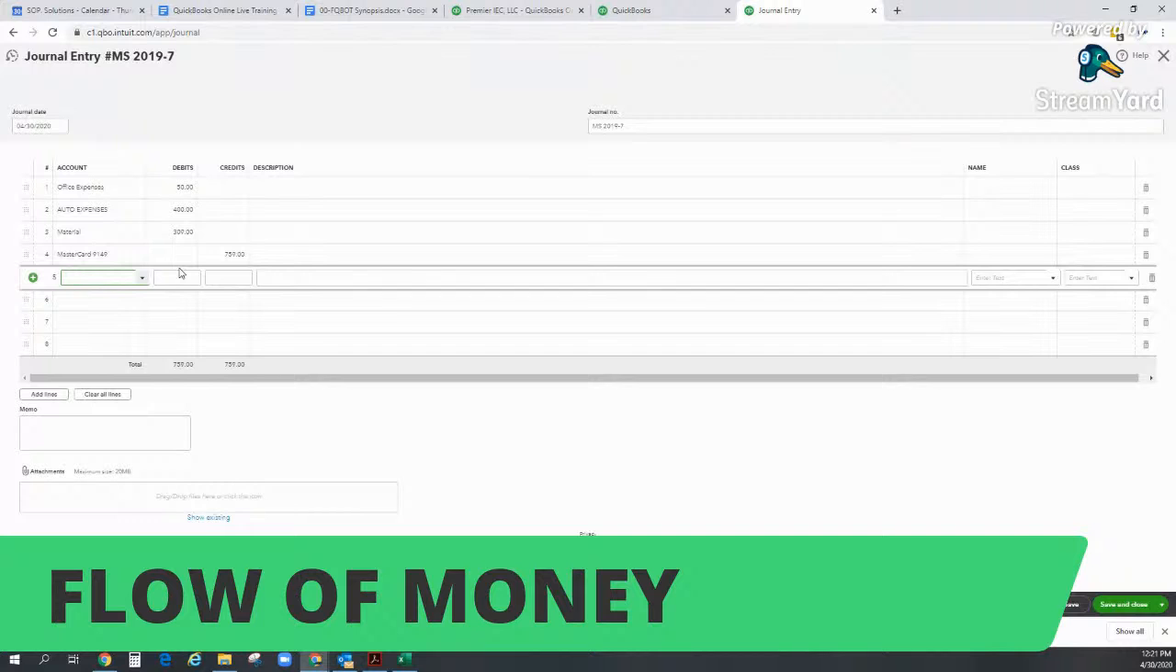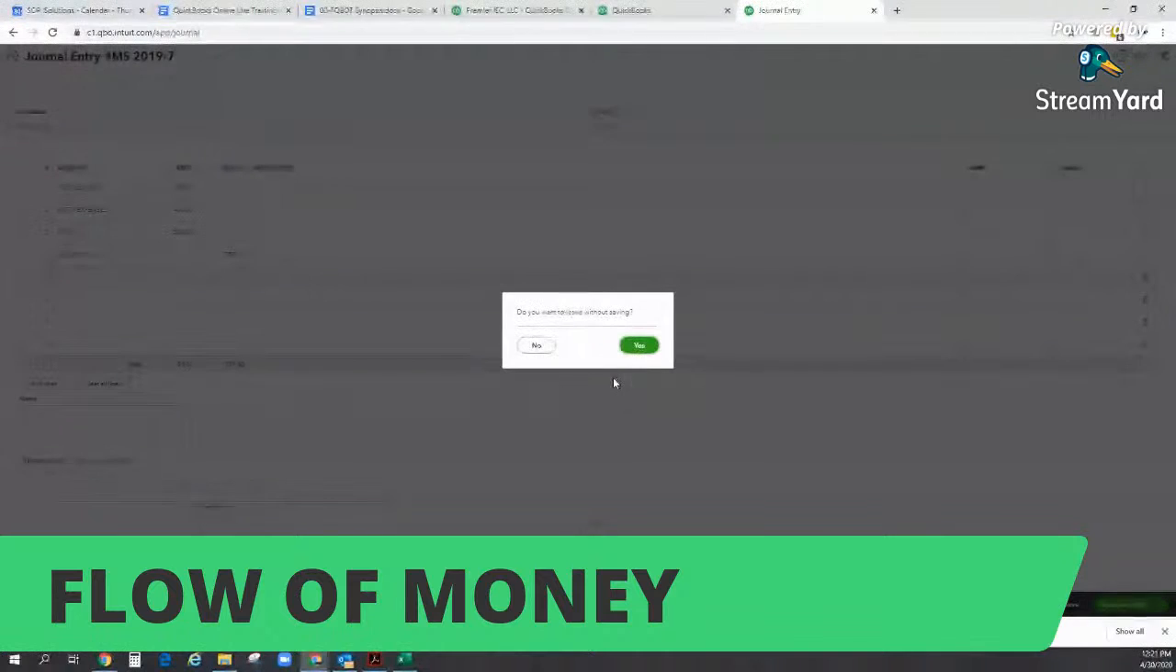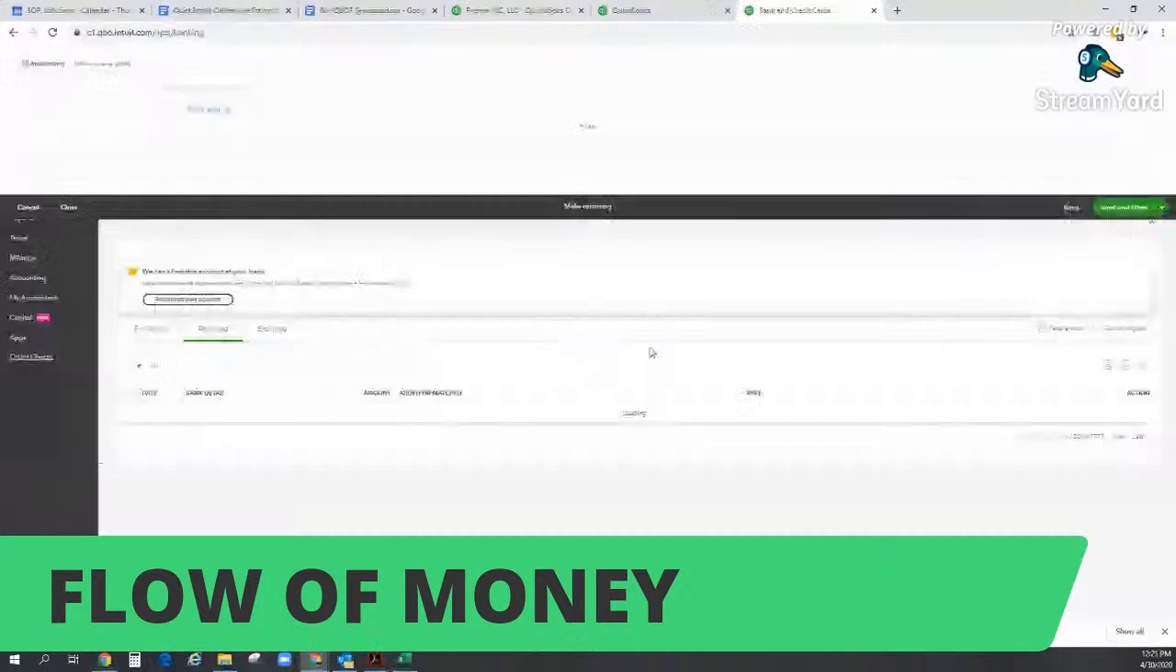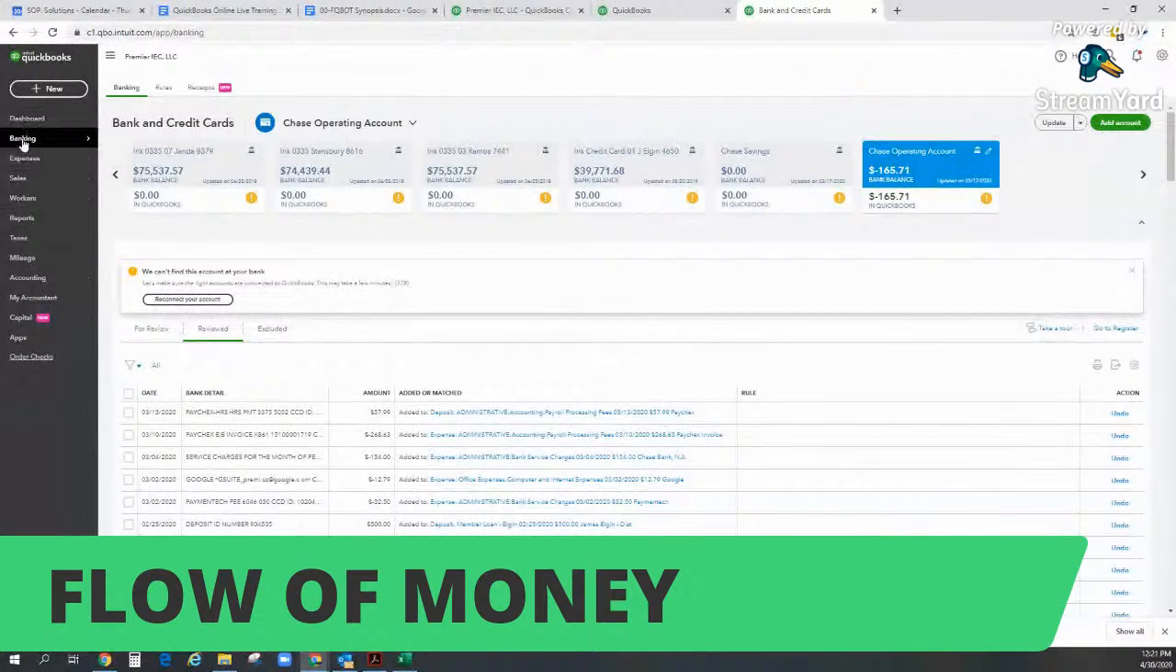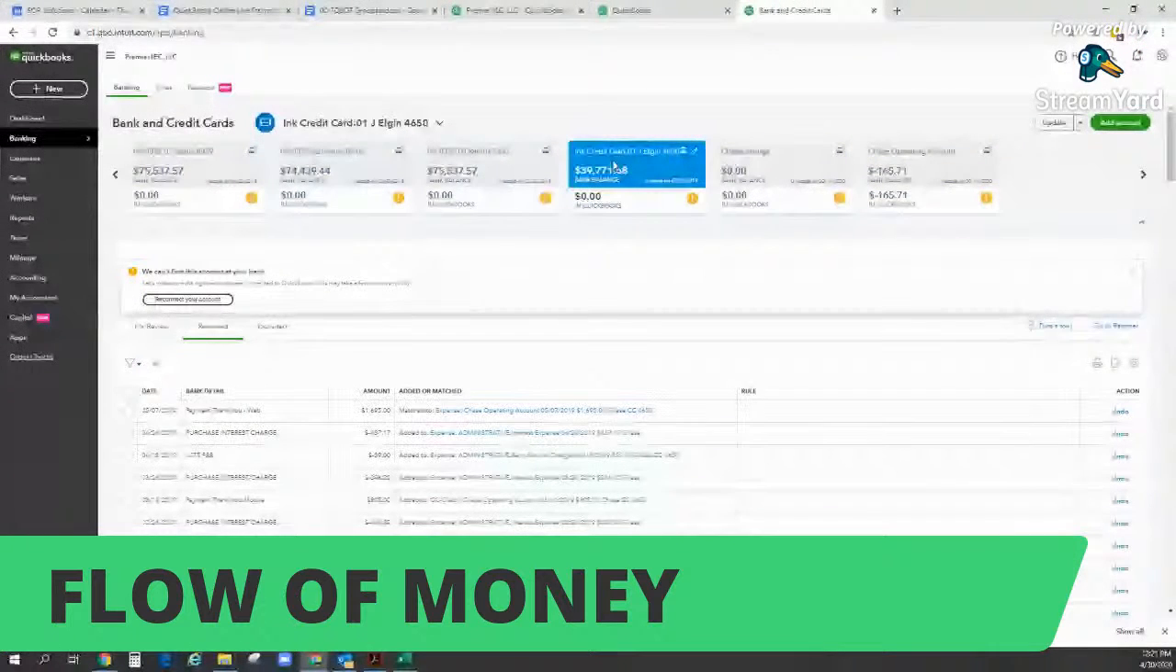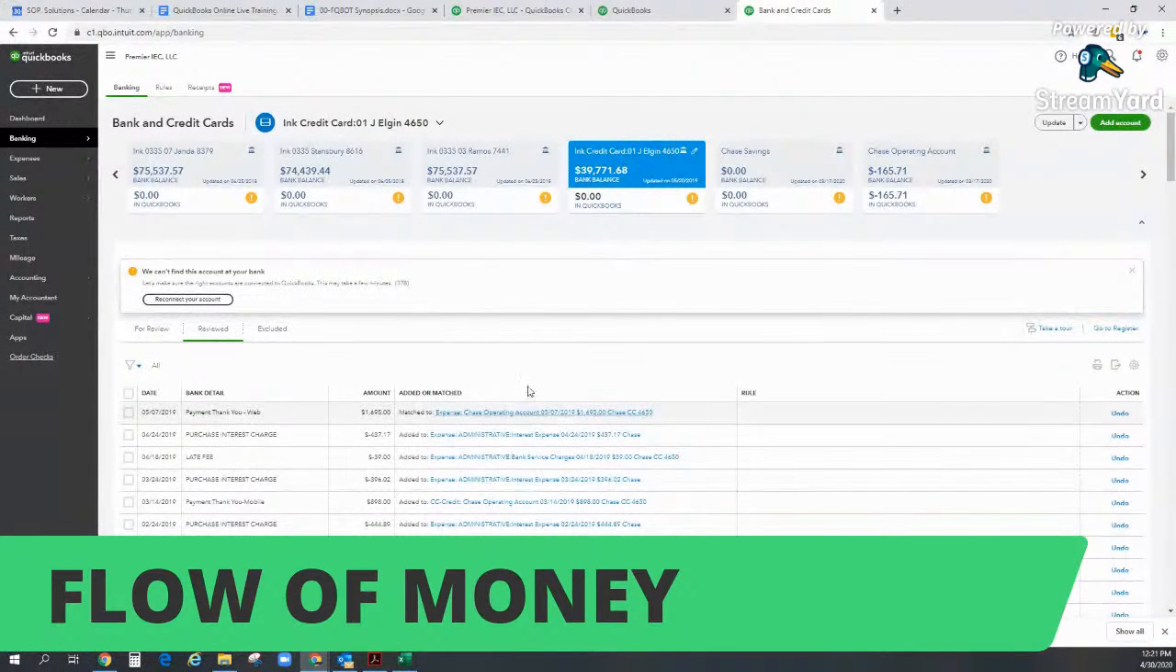The other way that you could do this, because you do have a register. You know what? Let's look at registers real quickly. So I have my banking. There's banking. These are all the feeds that are coming through from the bank accounts. Then I have my credit card. And these are all the transactions that I posted to my credit card. Go to register.